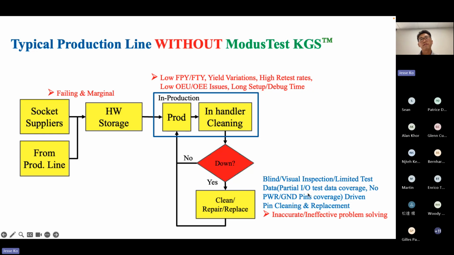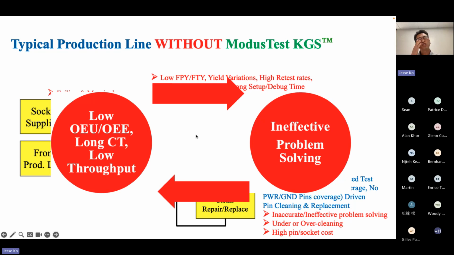And because of limited access to the data, inaccurate and ineffective problem solving happens, and you either end up under or over cleaning the pins, which also drives the cost of the pin and socket high. I'm pretty sure if you worked on the production floor, you can relate to this cycle, right? Ineffective problem solving leads to continuous low utilization, long cycle time, low throughput, you name it. It's almost like a vicious cycle going back and forth. So that's what a lot of people on the production floor face.